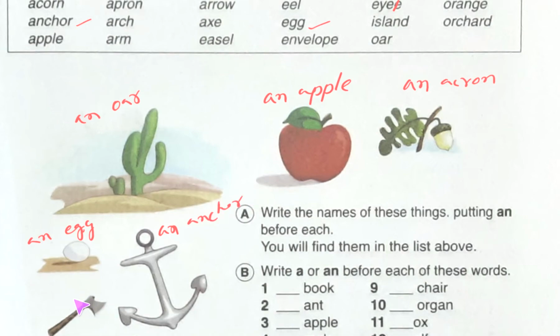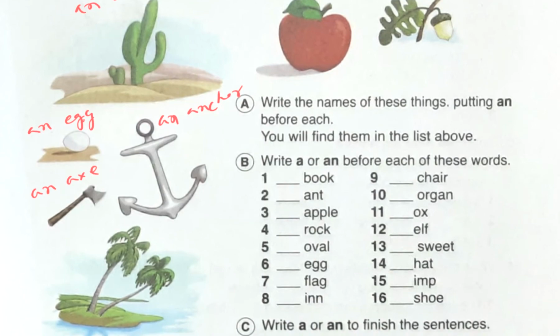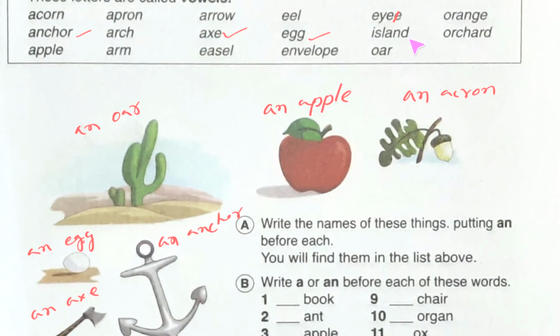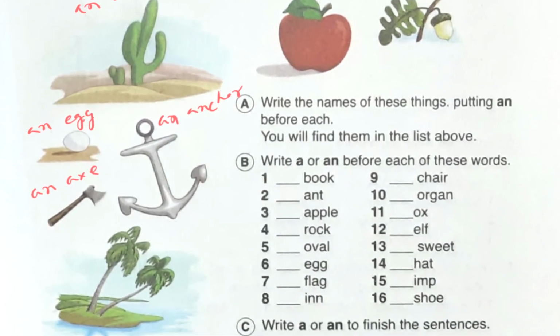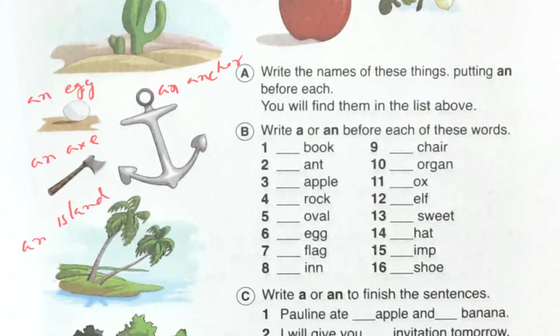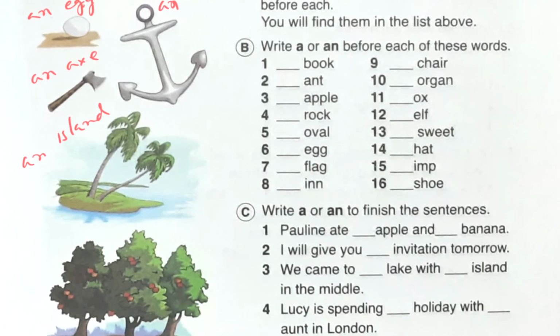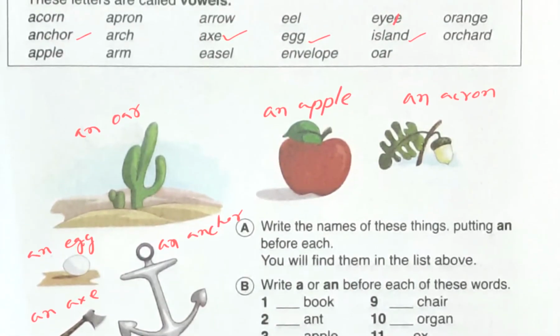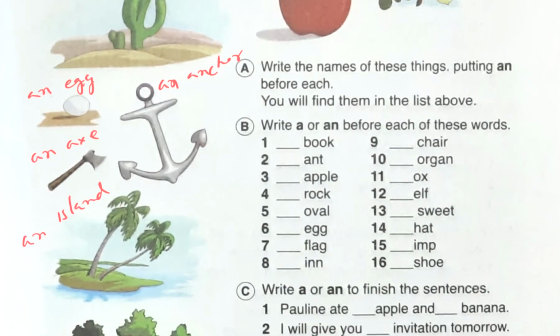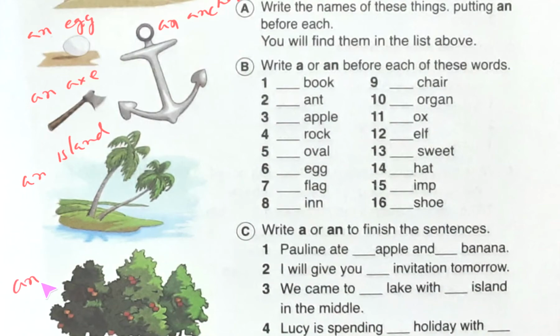This one, so easy, here axe. So, we will write an axe. Just below it, here it looks like island, and here this is island. So, we will write here an island. Next one, it looks like orchard. So, here this one is orchard. So, we will write here an orchard. Okay. Now, I am going to do B number exercise.